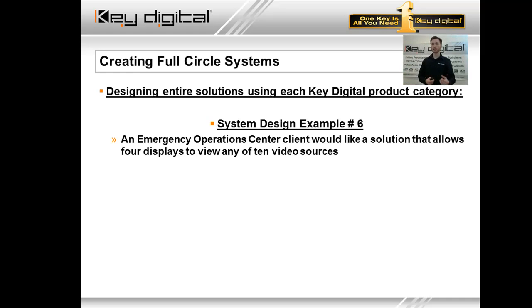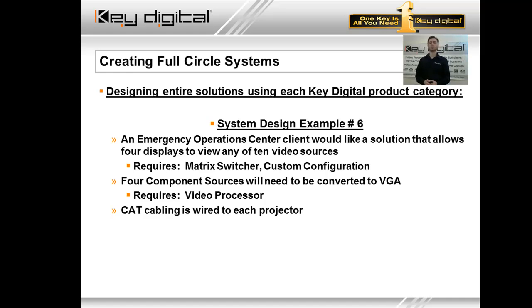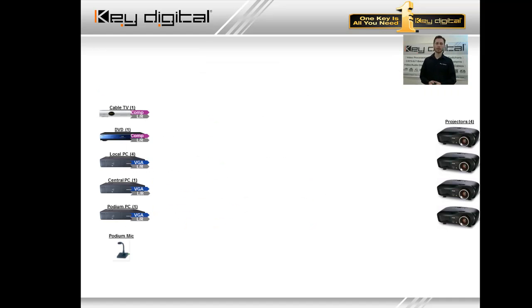Of course, these numbers are flexible, but in the emergency operations center, you may have a smaller number of operators at the viewing stations, if you will, than sources, because your sources are going to come from all sorts of media feeds, etc. But nonetheless, you still require a matrix switcher, and we know that this is going to be a custom configuration matrix switcher as well, due to the numbers we're dealing with. 4 component video sources will need to be converted to VGA, requiring a video processor. Cat cabling is wired to each projector, requiring bound devices.